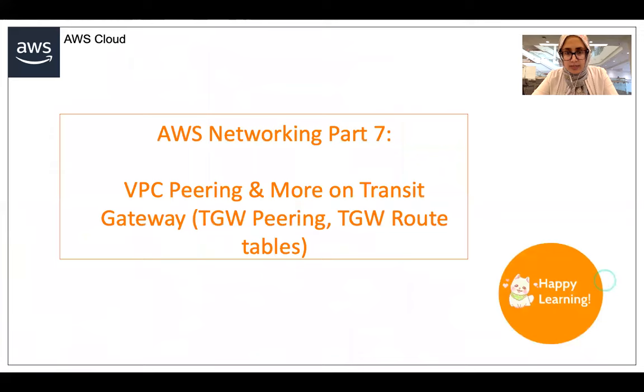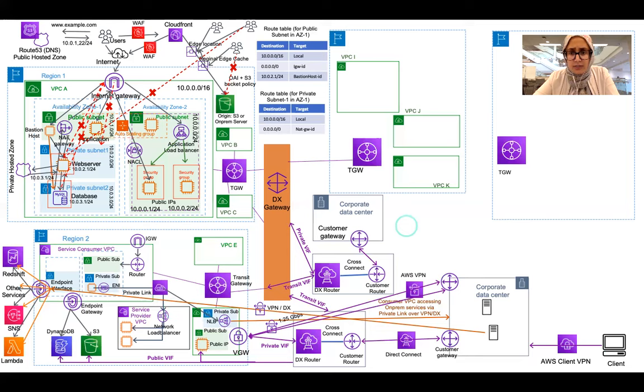So I think, yeah, that was part 6. My next part is going to be, again, VPC peering and a bit more on the transit gateway, which includes transit gateway peering and then transit gateway route table. So transit gateway is a huge topic. We're covering just the basics of it in here, but I hope it can make sense.